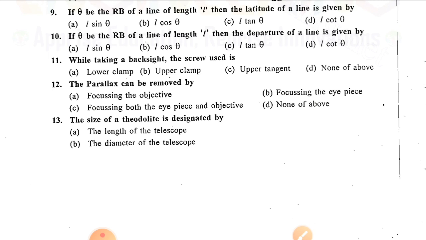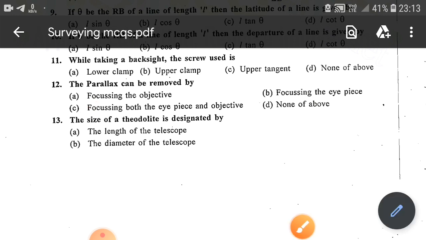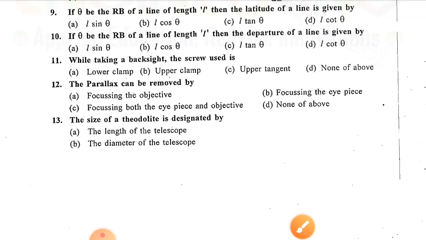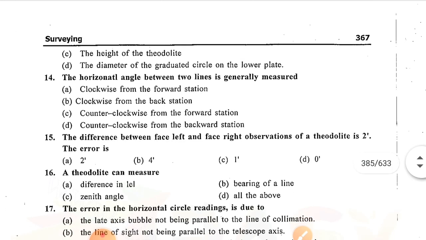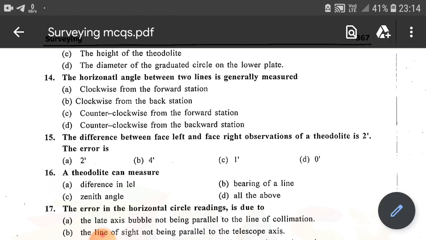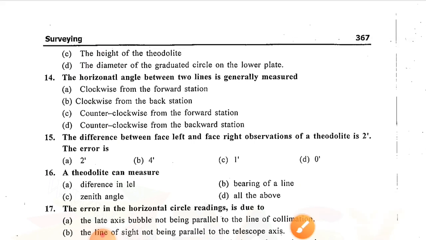Question number 12, the parallax can be removed by. Option C is correct, focusing both the eyepiece and objective. Question number 13, the size of a theodolite is designated by. Option D is correct, the diameter of the graduated circle on the lower plate. Question number 14, the horizontal angle between two lines is generally measured. Option B is correct, clockwise from the back station.